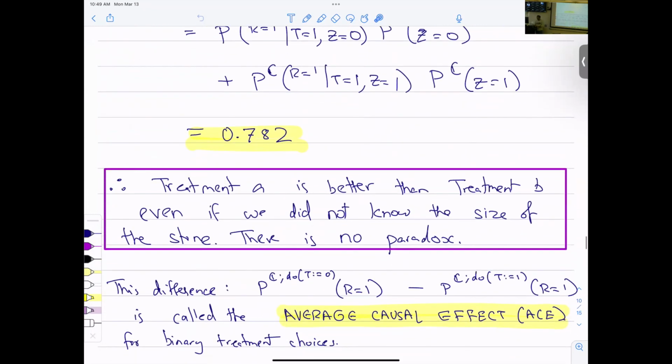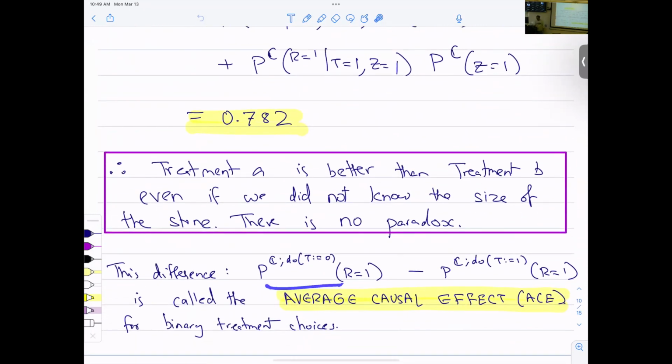There's a way to compute these probabilities. Okay, there is no paradox, and this difference between the probability of recovery on treatment 0 minus the probability of recovery on treatment 1 is called the average causal effect. So this is an answer to your question. Only I didn't tell you how I computed this. Okay, but it is doable, and we will. I want to derive those equations and then come back and compute it. This will be tomorrow or the day after.